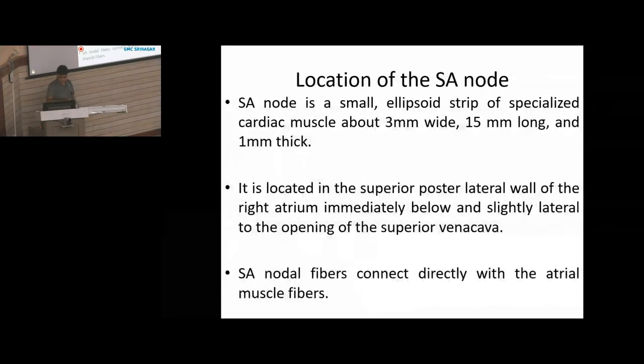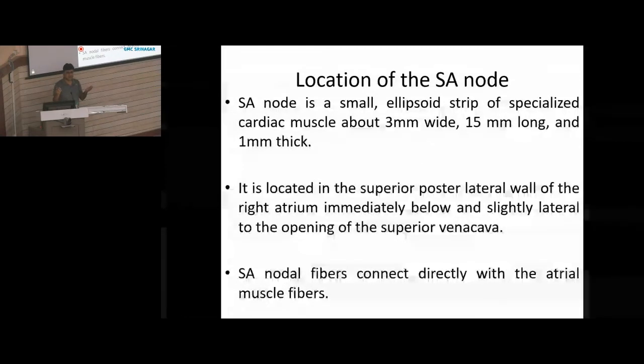SA nodal fibers connect directly with the atrial fibers. Okay, what is in the neighborhood of SA node? Atrial fibers, atrial musculature. So it lies in close contact with the atrial muscle fibers. So when SA node generates the impulse, it will be quickly conducted to the atrial musculature.